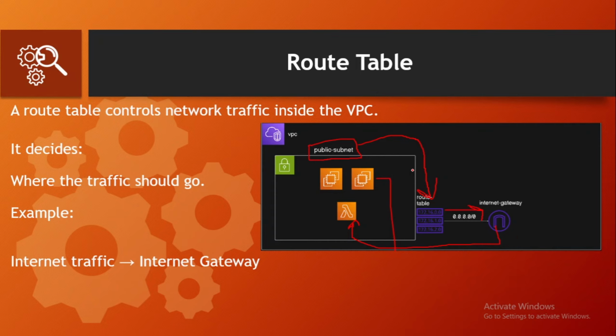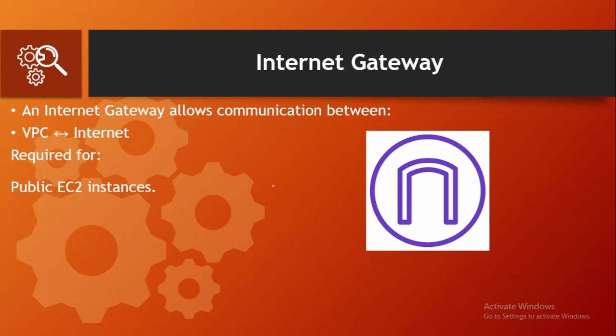In real-world AWS architectures, configuring route tables correctly is very important for internet access, security, and proper network communication. Now, let's talk about something that allows our resources to connect to the outside world, which is known as Internet Gateway.